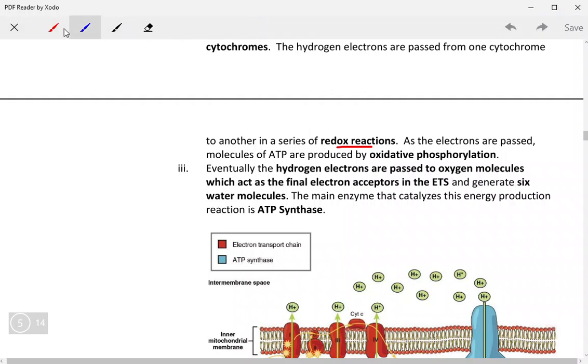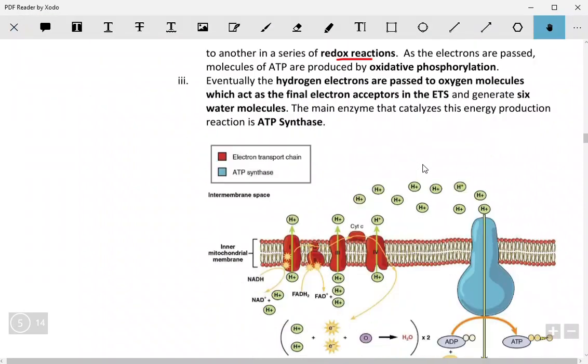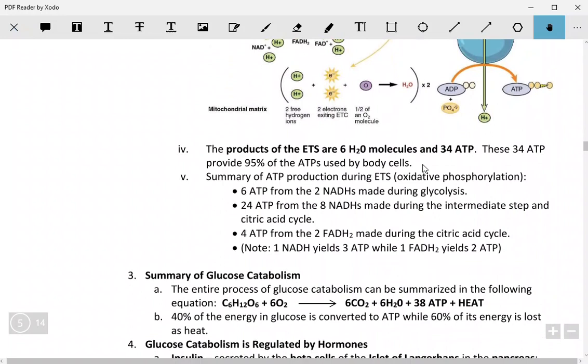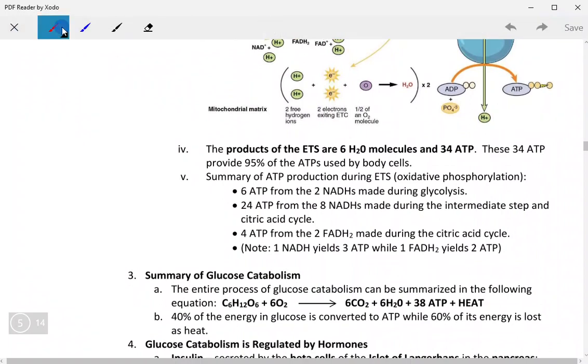And not only is it producing 34 ATP molecules, it also will use oxygen molecules. Don't forget that. I already explained why, because oxygen is the final electron acceptor in the ETS. Do not forget the action of the ATP synthase. So the products of the ETS are your water molecules and ATP molecules.